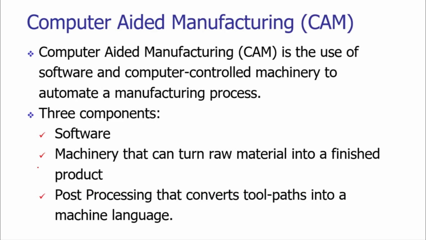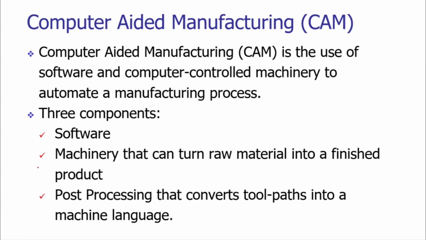After developing the part families, after using group technology during manufacturing, we actually start the manufacturing operation. And when we carry out the manufacturing operation, we take help of computers, and that is called computer aided manufacturing.